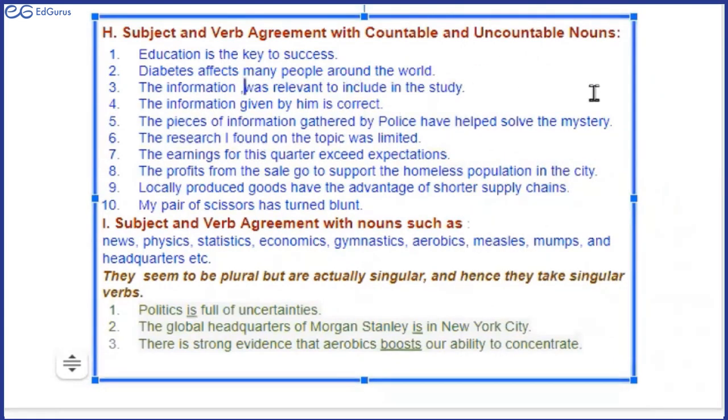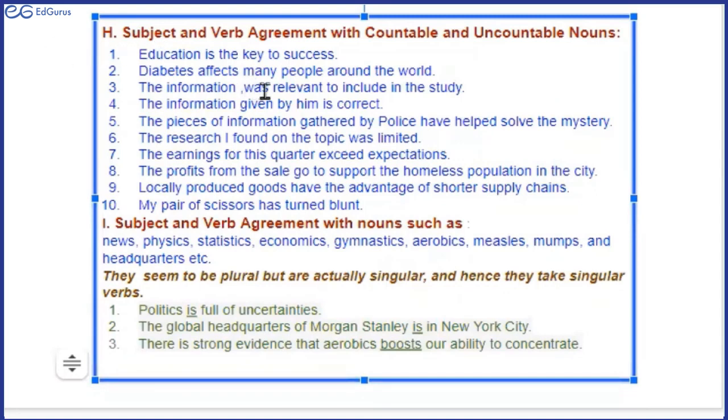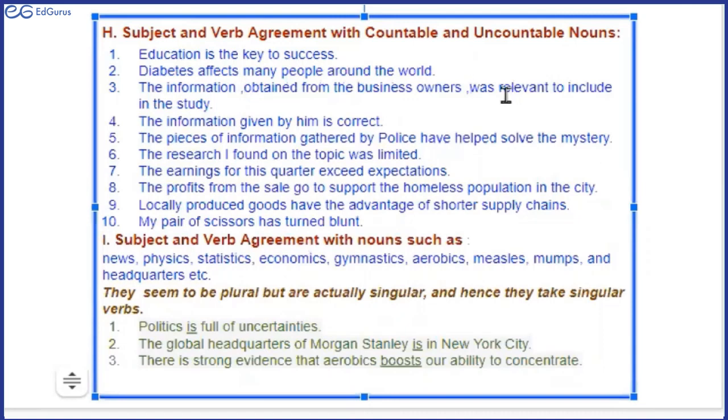Right. Now what is the sentence? The information was relevant to include in the study. So what is the subject? The information. And the number of the verb is singular. Ma'am, the information is uncountable. Yes, it is uncountable.